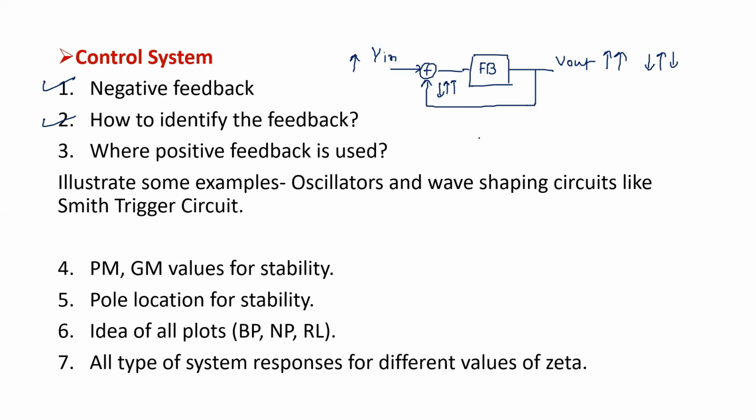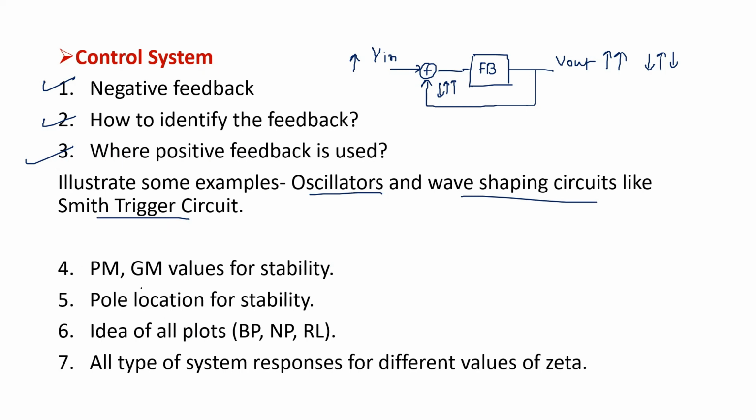So this is the accumulative process. So this next thing is the identification of feedback. Now the next thing is where positive feedback is used. You can see it in oscillators and wave shaping circuits like the Schmitt trigger circuit we used. So such a question can be asked where we use the positive feedback.